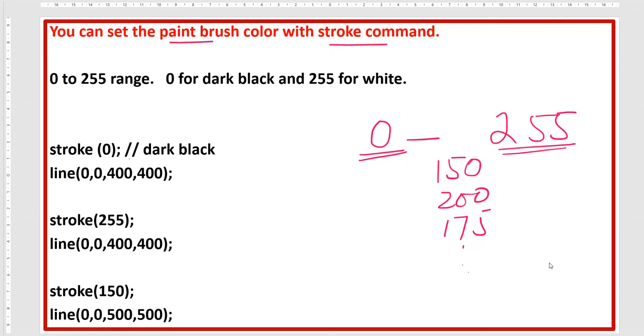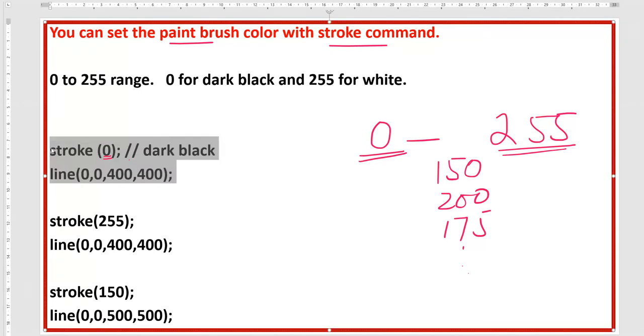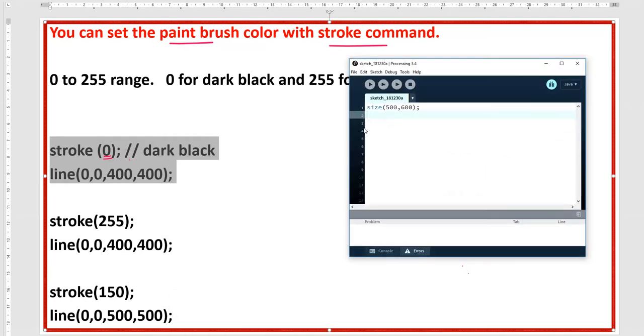So see stroke, and then in parenthesis I have mentioned 0. 0 means dark black, and this is the inline comment, it means dark black. Here we are going to make a line, which we have discussed how to make a line. Line needs 4 parameters, and our canvas size is 500 by 600. So you will see there will be a line and the color of the line will be black.